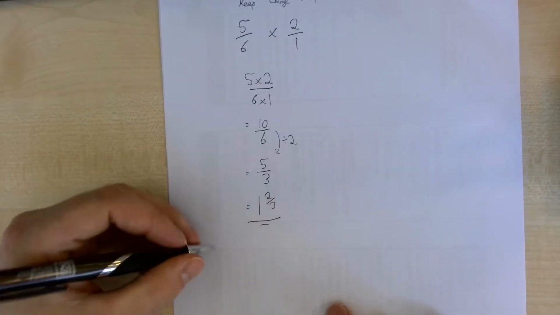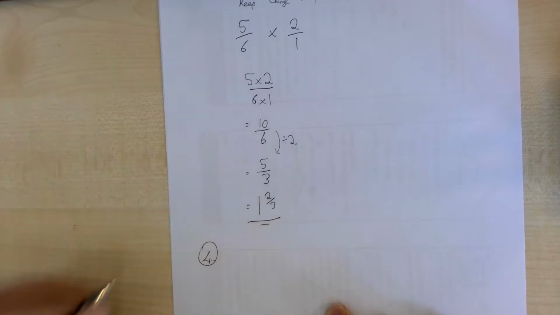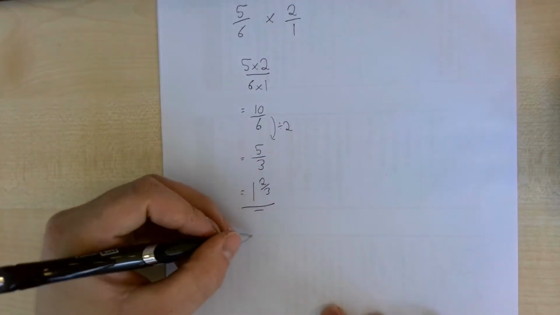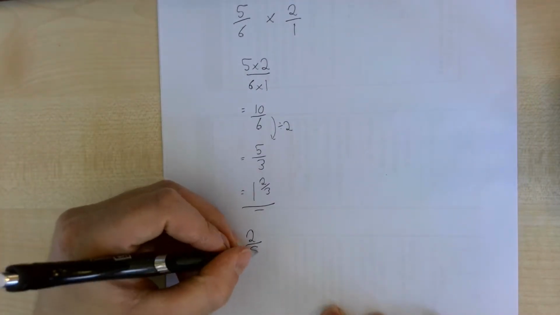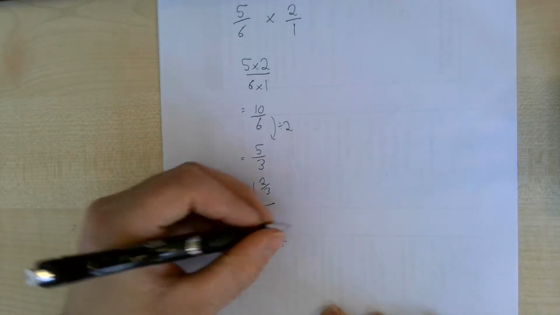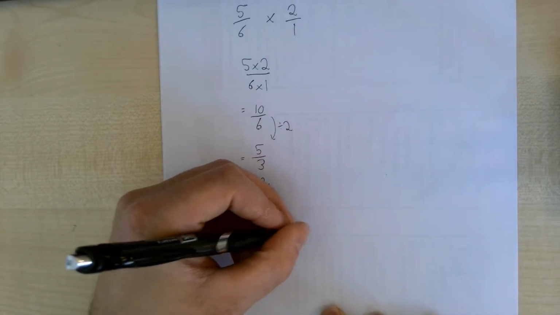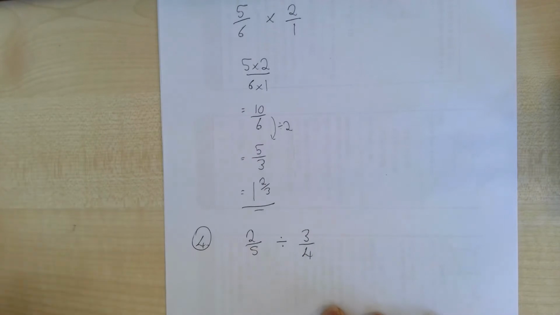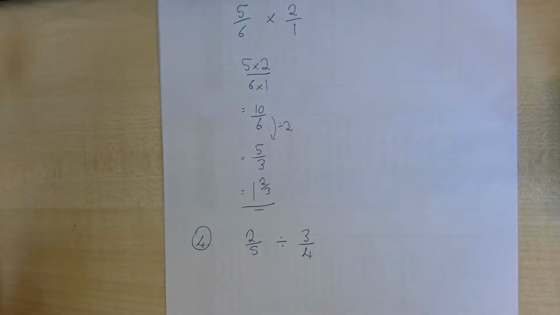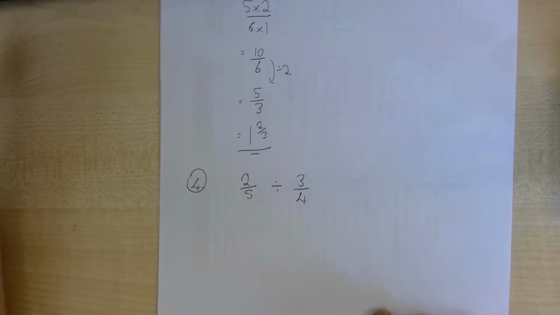Have a go at this one yourself. See how you do. Let's go with 2 over 5 divided by 3/4. Pause the video, have a go at it, and then see how you did.